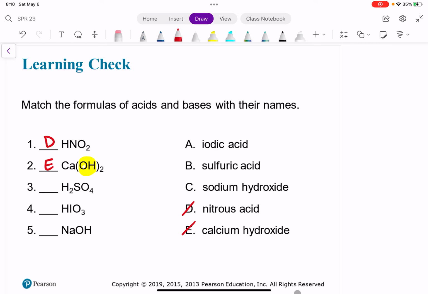What about H2SO4? Yeah, another really common acid. So sulfuric acid, B. And again, looking at that hydrogen there, I'm seeing that in front and it's bonded to that SO4. So we got that characteristic H in front. That shows me it's an acid. HIO3, what's that one? Yeah, that's iodic acid, A. And then NaOH? Yeah, sodium hydroxide, C. Again, we got that hydroxide ion there, showing us that that's a base. Okay?